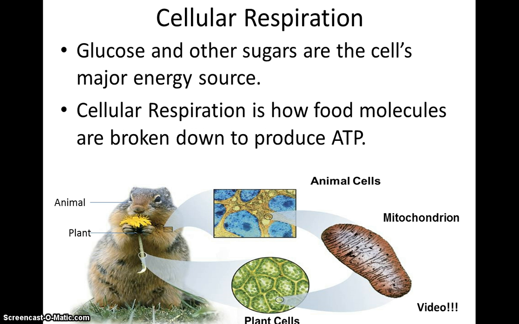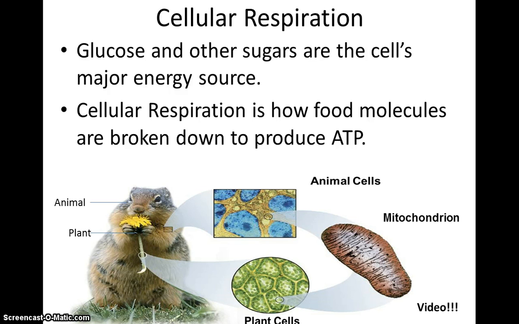Alright, so starting out here, cellular respiration is a process in which glucose, it can be other sugars as well, but glucose is the primary one, is going to come into the cell and be the major energy source. Glucose and these other sugars will be broken down, and in the process of them getting broken down, that will produce ATP. That process by which glucose and the sugars are broken down is called cellular respiration.